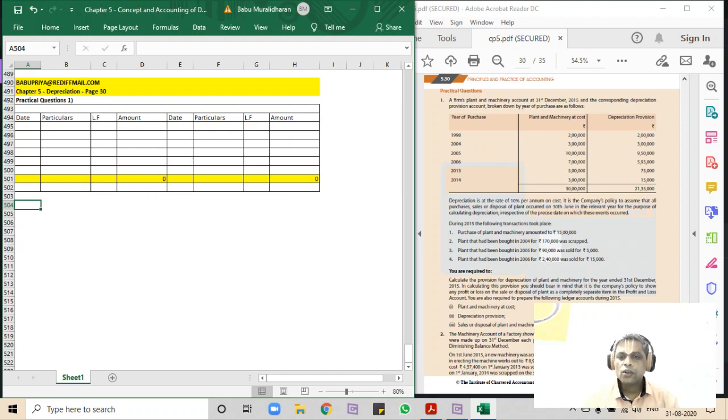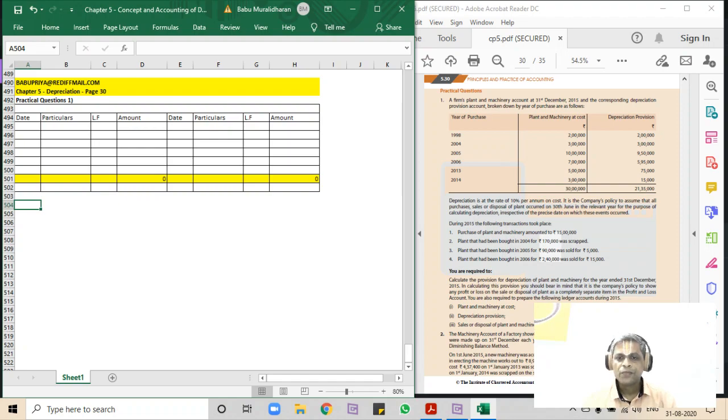During 2015, the following transactions took place. Purchase of new plant for 15 lakhs. Plant that was bought in 2004 for 1,70,000 was scrapped. Plant that was bought in 2005 for 90,000 was sold for 5,000. Okay, and plant that had been bought in 2006 for 2,40,000 was sold for 15,000.